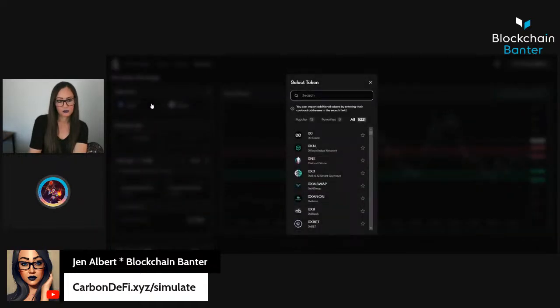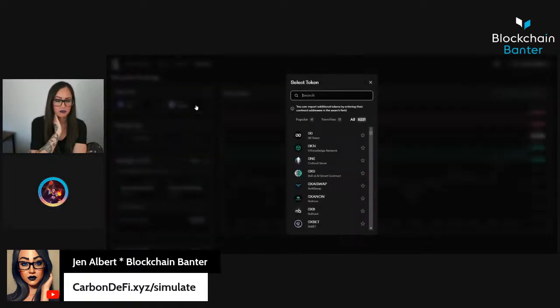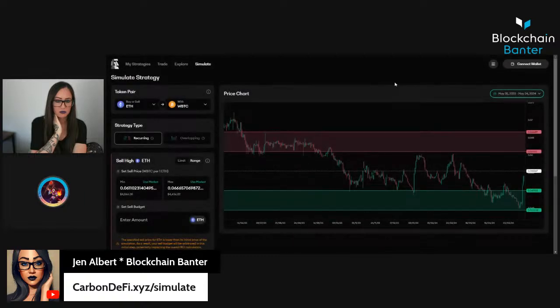So let me give you an example. A popular trading pair in Carbon tends to be ETH BTC. Let's look at ETH WBTC. Cool. So this is a popular trading pair on Carbon. Obviously, a lot of people tend to have either one or both of these tokens in their portfolio, right? This is the number one and the number two cryptocurrencies by market cap.